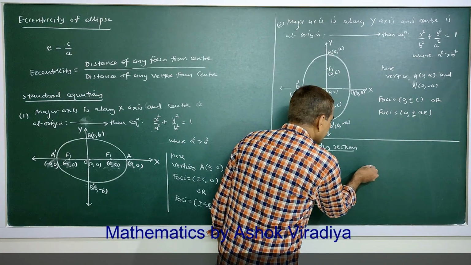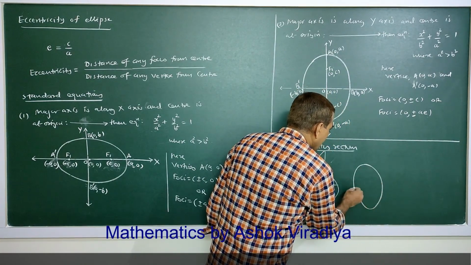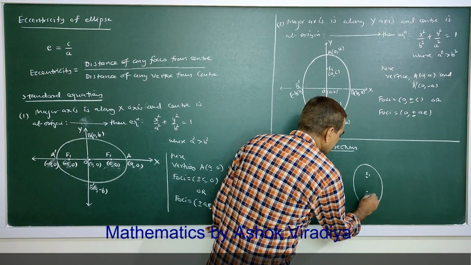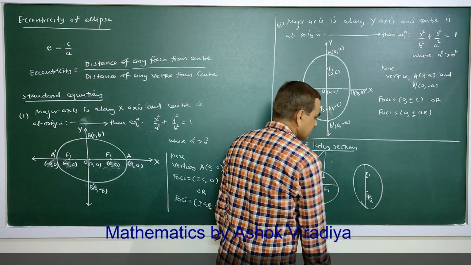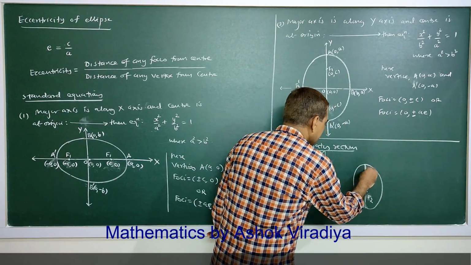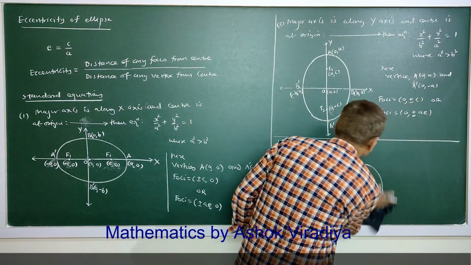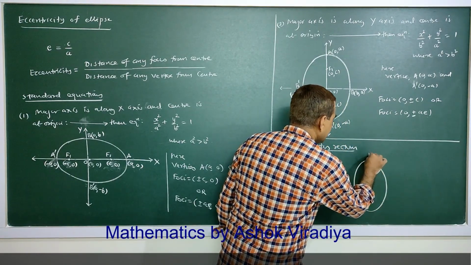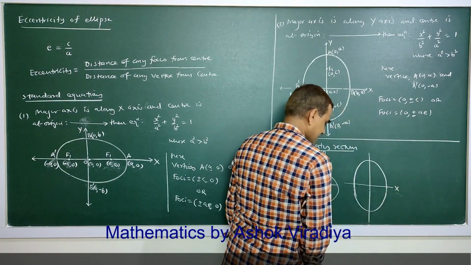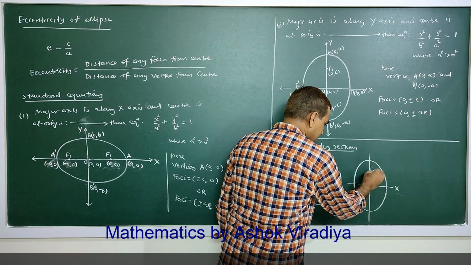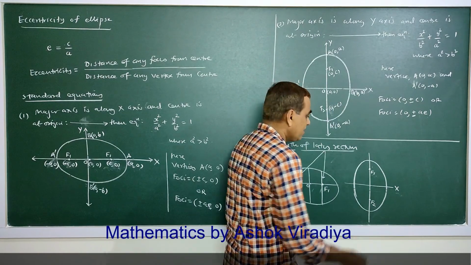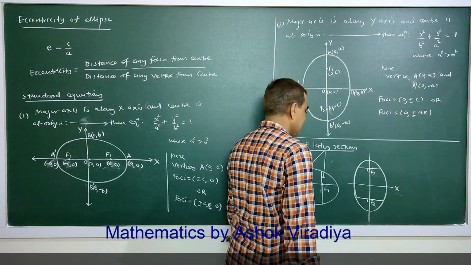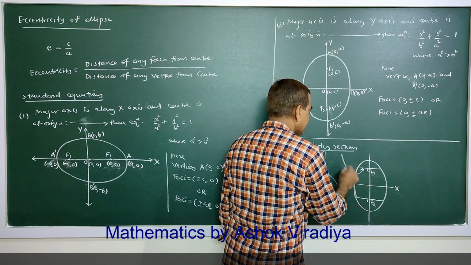If the major axis is along the y-axis and here this is F1, this is F2, this is the major axis. Then the ellipse is such that the major axis is along the y-axis. This is the minor axis. Here F1, here F2. Then a chord which is perpendicular to the major axis passing through a focus, these line segments are latus rectum.